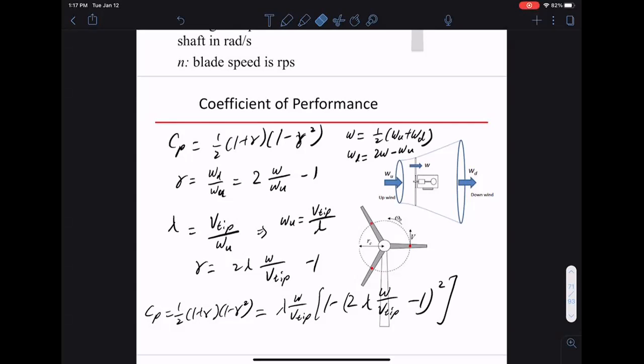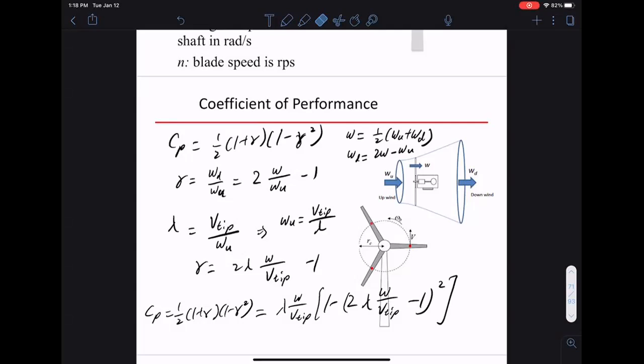Right, so this is a better formulation in the sense that V-tip is something you can compute by measuring the blade, right? The wind speed is something you can compute by measuring the blade. So you save yourself from this ratio, right? You don't need to measure the downwind speed. So this is sometimes a little bit easier to work with compared to the other coefficient of performance. All right, but both of these are equivalent.